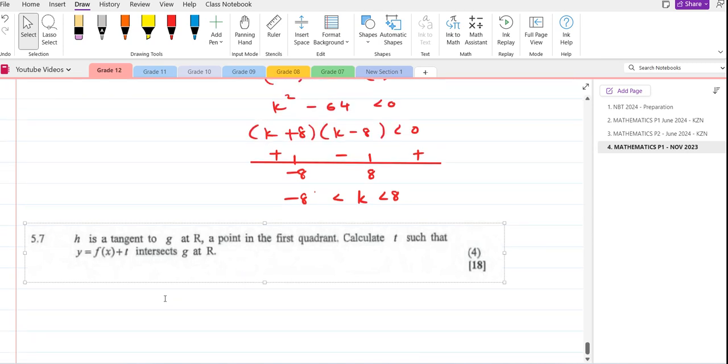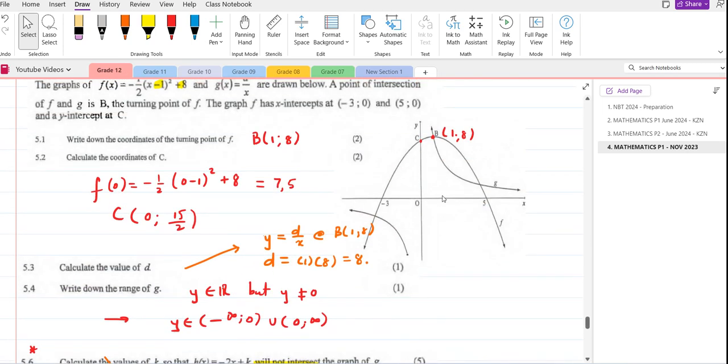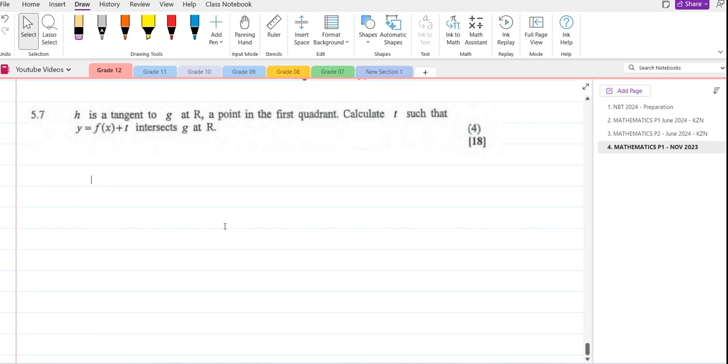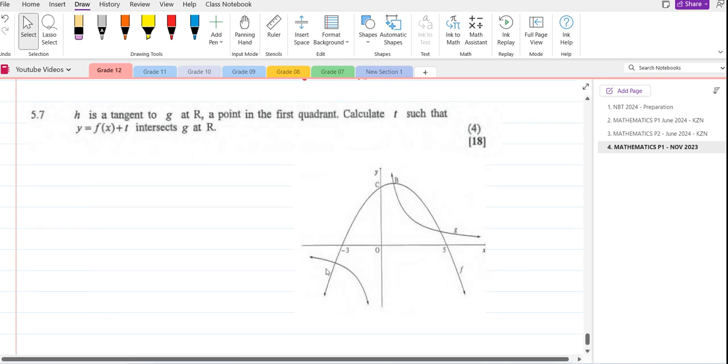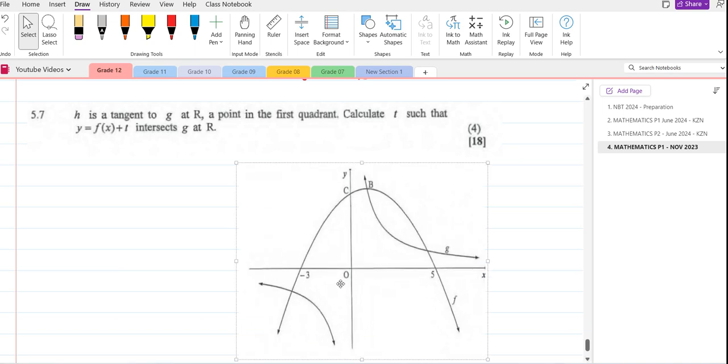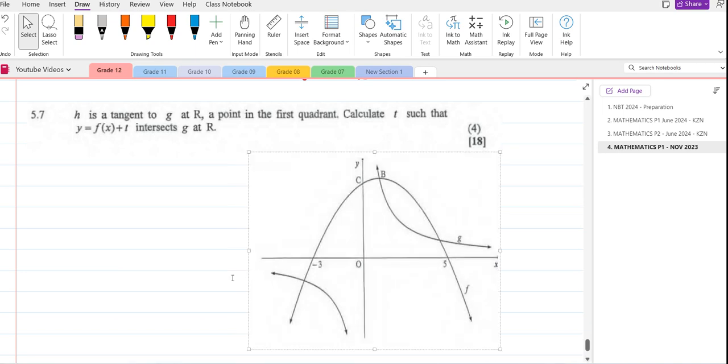H is a tangent to g at R. Alright, so we're trying to find the equation of the tangent line. So let me try to make sense of this problem. Again, we've got a tangent to g. Why not f? Why are we not working with f? They only want us to work with g of x. H is a graph which is a tangent to g at R, a point in the first quadrant.